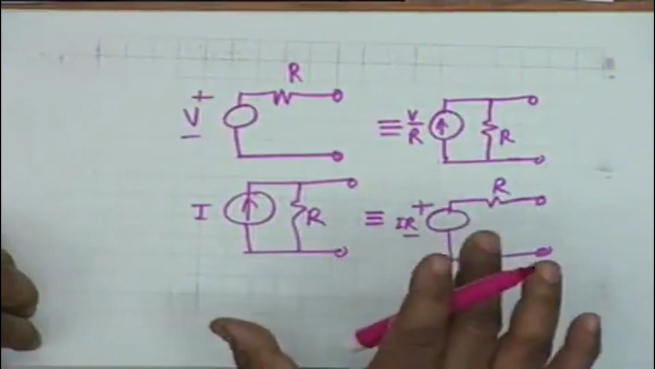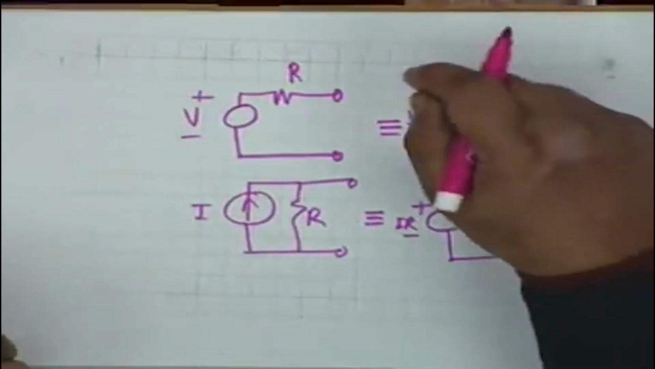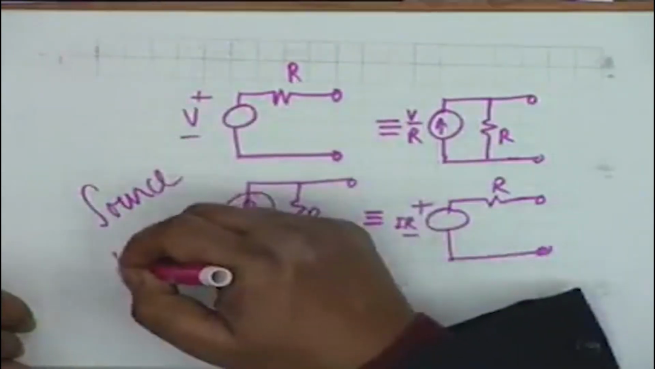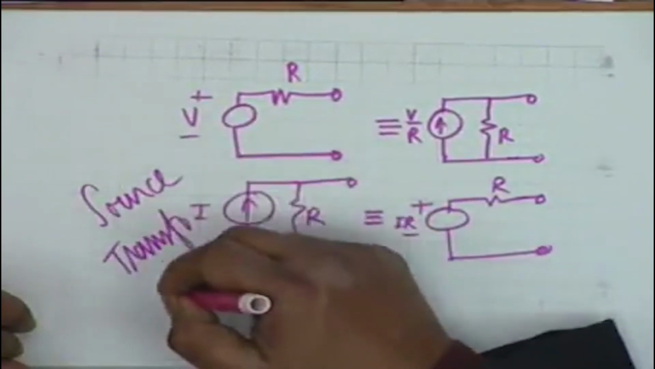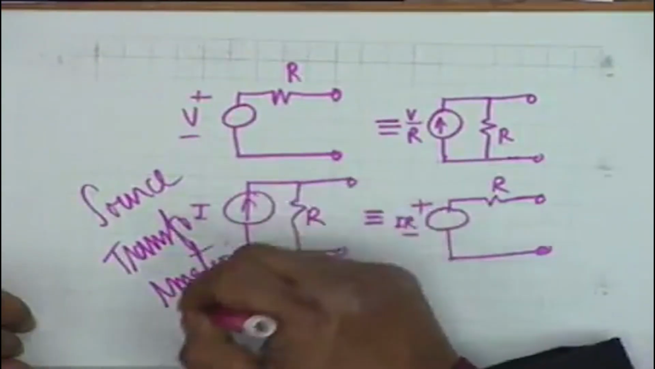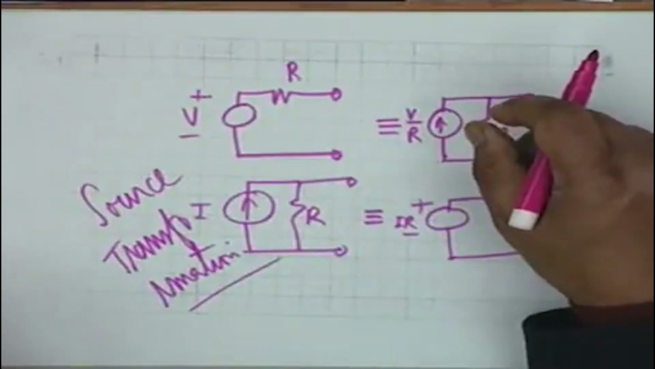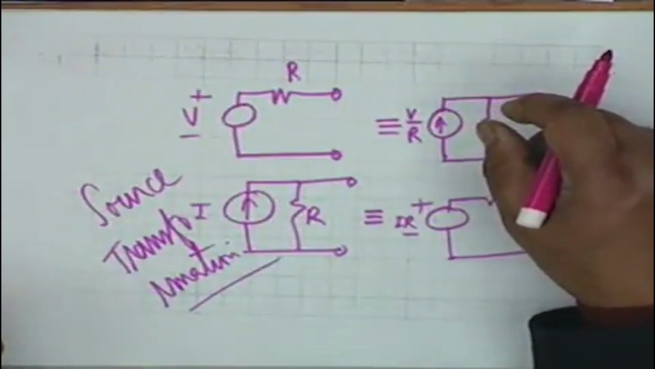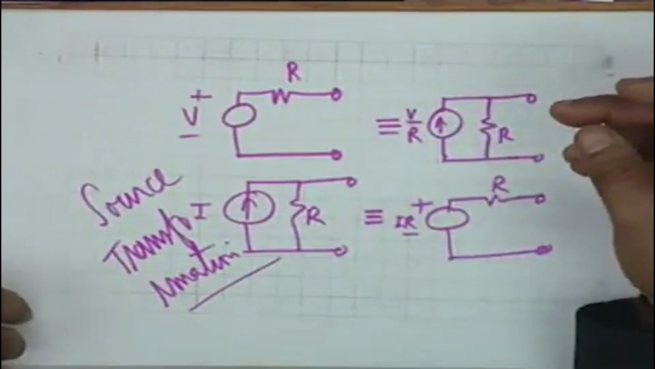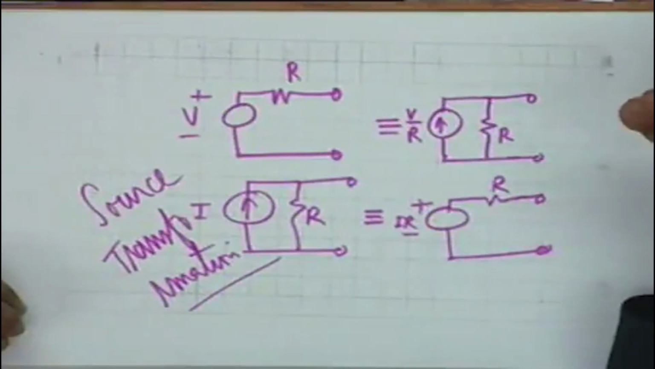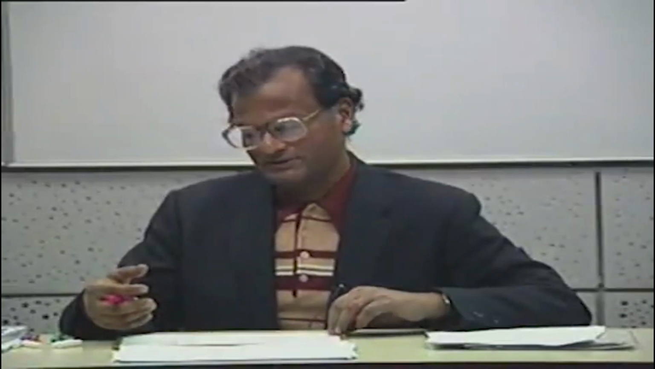You will see that these simple transformations, the two transformations which go by the big name of source transformation, shall be extremely useful in solving network problems without loop analysis, without node analysis. In fact, Thevenin and Norton applied judiciously can save the labor of network analysis, however complicated it may be, and we shall see some examples next time.